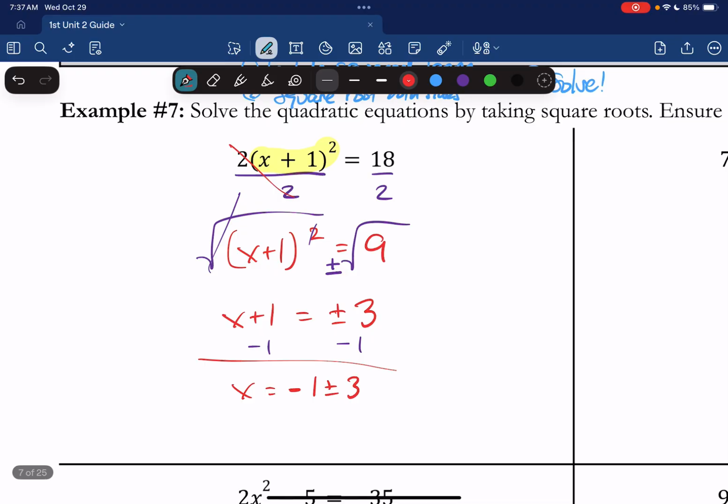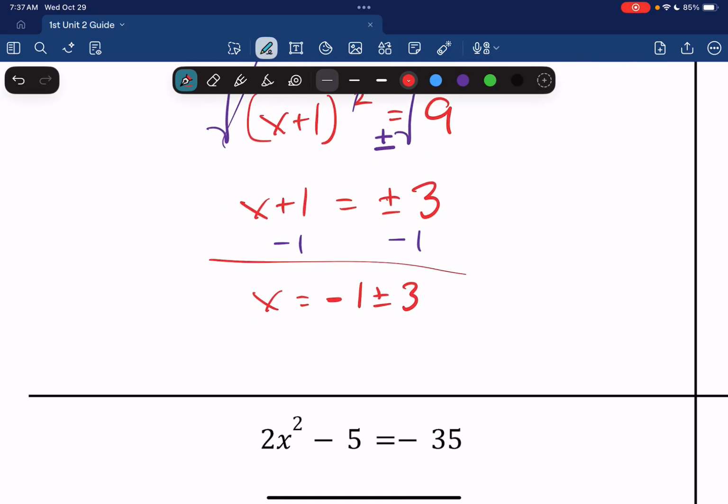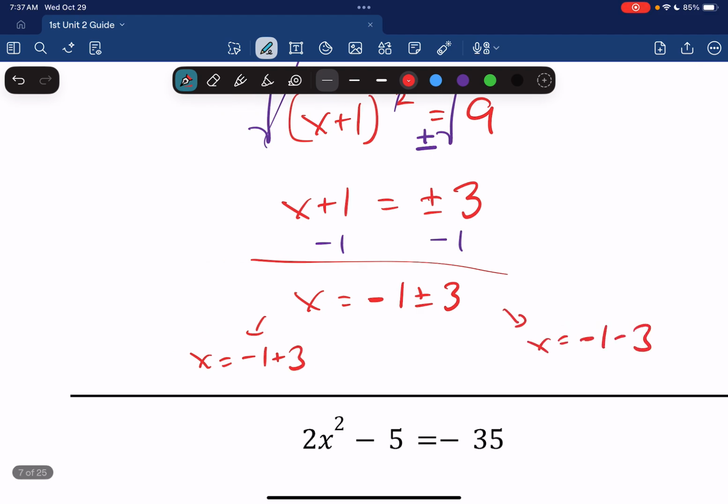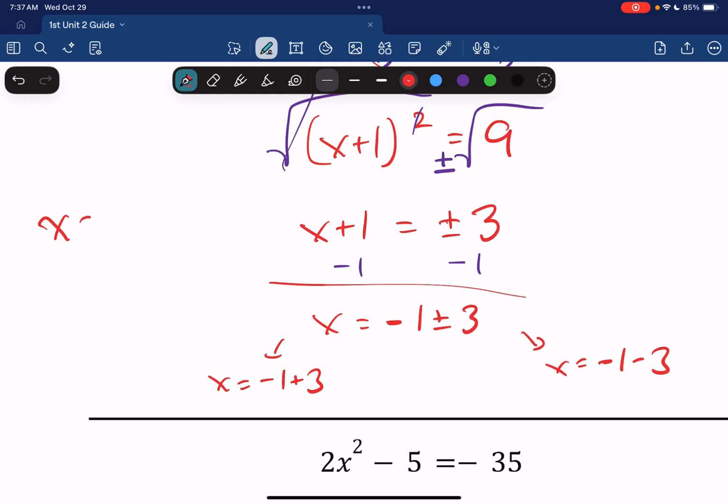Now when you get the solution in this kind of form, what you need to do is see, can it easily simplify? So this one can. I get x is -1 plus 3, or x is -1 minus 3. And when I do that quick math, I get my 2 solutions: x is 2 or x is -4. And those would both be solutions to this equation.